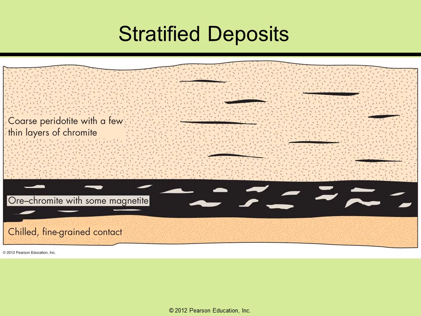Here's another depiction of a type of ore body, and here we have a stratified deposit where at the bottom you see a chilled, fine-grained material that was once molten, and because it was so hot, we have a layer of ore chromite that has some magnetite in it. This is stratified because it had come into contact with the hotter material that lay beneath it. Above that, you'll find a different material, the coarse peridotite, that has a few layers of chromite within it, but not with the concentration of the material below it.